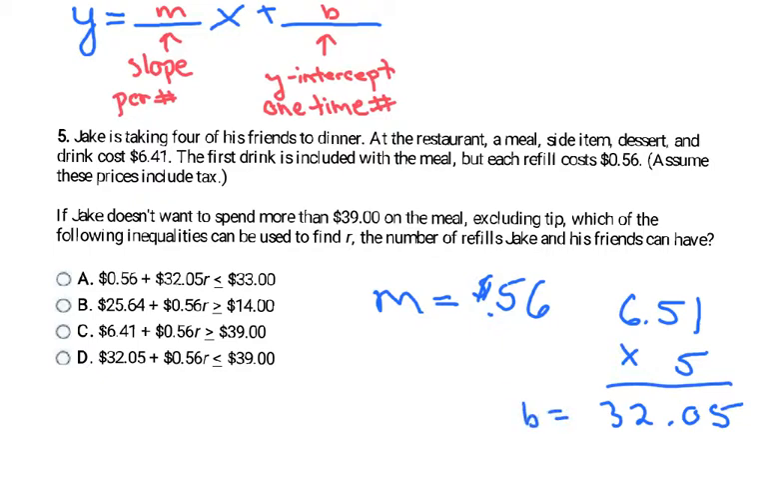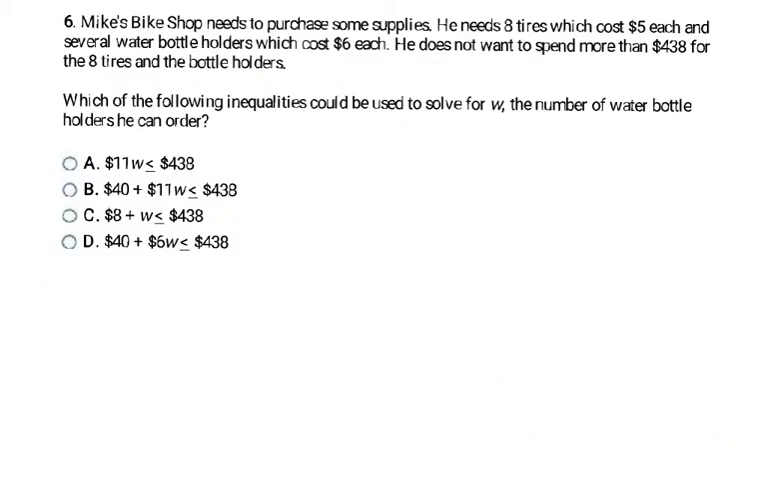So if we look at letter A, the slope is not the 56 cents, so it's not going to be A. Here the slope's right in letter B, but the y-intercept is wrong, so it can't be B. In letter C, we have 56 as our slope, but we don't have the correct y-intercept, so it can't be C. And then that only leaves D, which has the right slope and the right y-intercept. And he doesn't want to spend more than $39, so he wants to spend $39 or less, which means it would be the less than or equal to symbol. So it's definitely D.